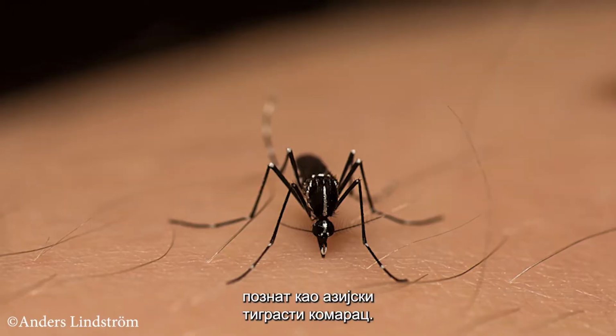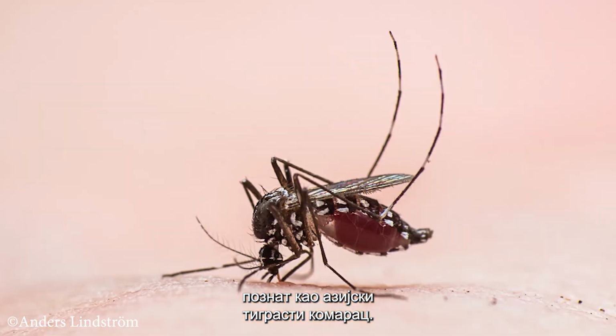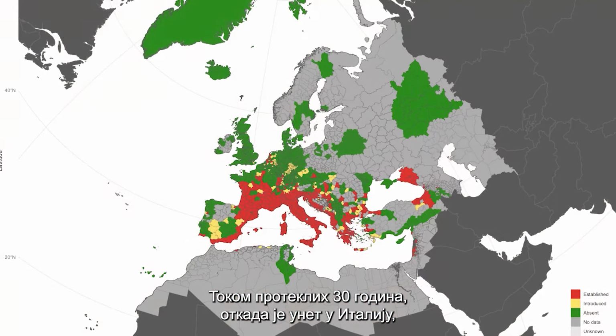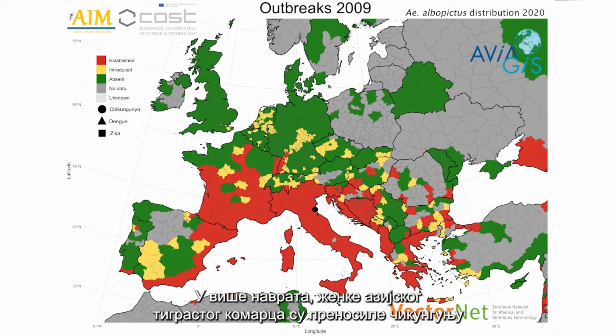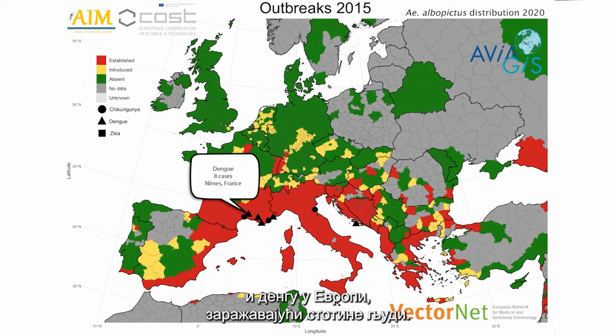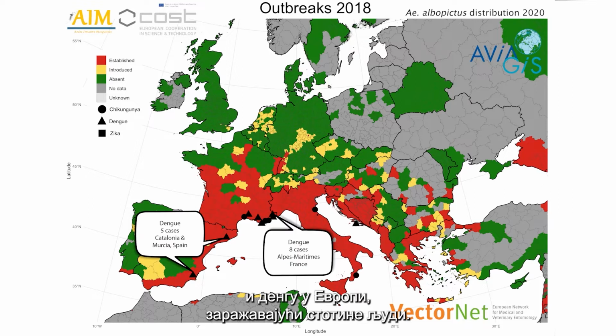The most notorious invasive mosquito is Aedes albopictus, also known as the Asian tiger mosquito. In 30 years since its introduction into Italy, it has spread all over southern and central Europe. On multiple occasions, the species has transmitted chikungunya and dengue in Europe, causing hundreds of human infections.